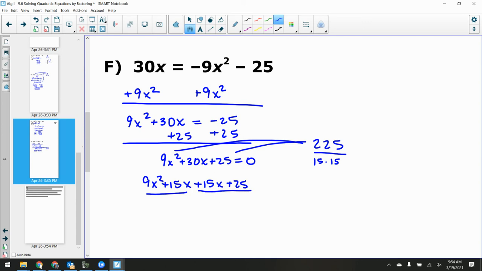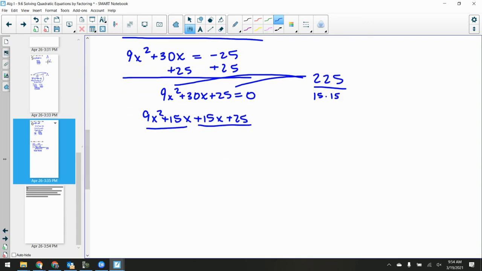And now we factor by grouping. We pull out our first 2 terms, we get a 3x, leaving us with a 3x plus 5. We do the same for the second 2 terms. We're going to pull out a 5, leaving us with a 3x plus 5. So my factored form is 3x plus 5, 3x plus 5.